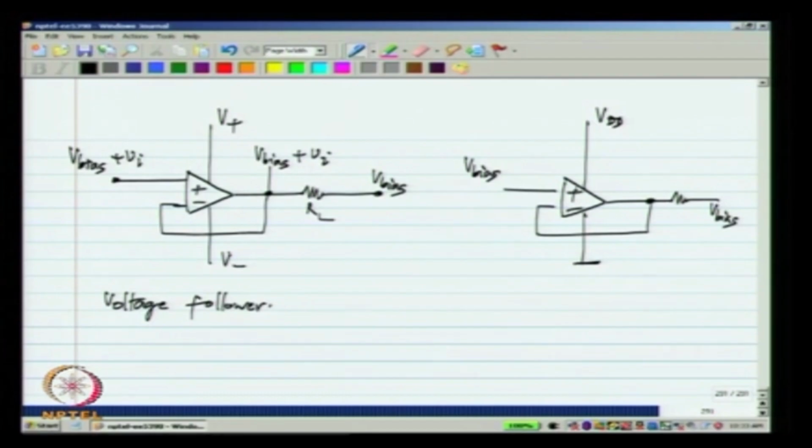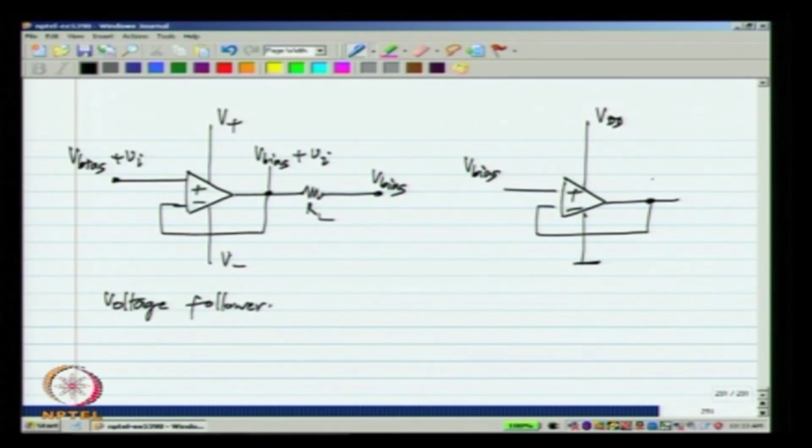Now, what does it mean to say that the op amp has a finite common mode rejection? What it means is that the output voltage will change depending on the common mode value. So, just for simplicity, let me remove the load resistance. Because of finite common mode rejection, as I change the value of V bias, the output will change.